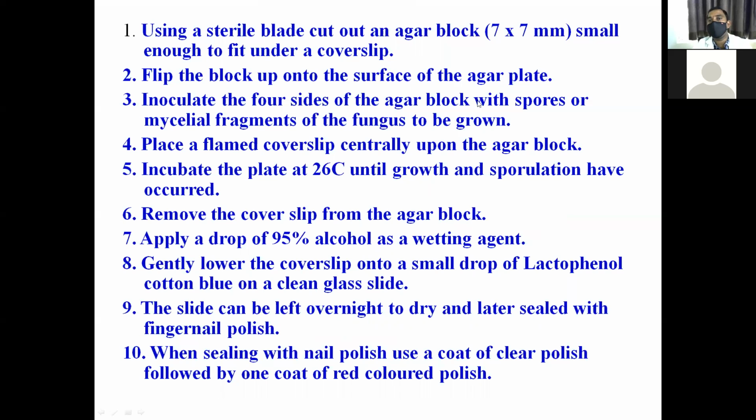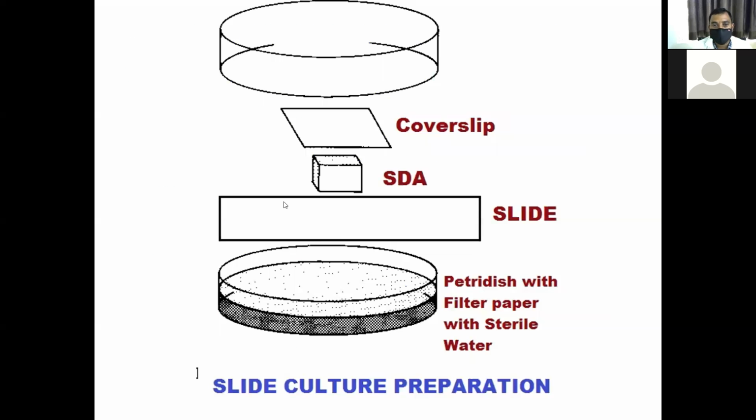Inoculate the 4 sides of the agar block with spores or mycelial fragments of the fungus to be grown, whether it may be dermatophytes, Penicillium, Rhizopus, or Aspergillus. These growths can be inoculated on all 4 sides of the agar block, beneath the cover slip, with the help of teasing needles. You have to put the growth.